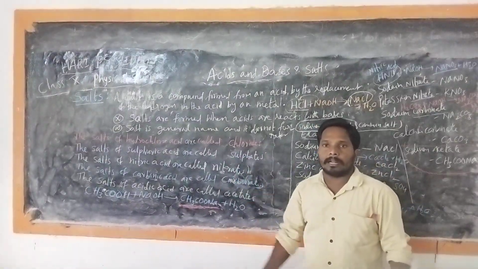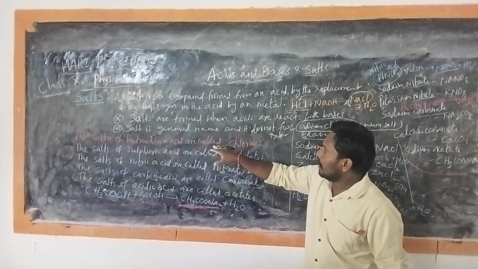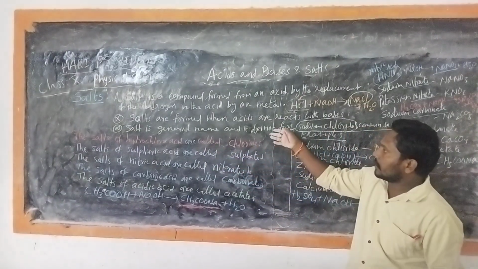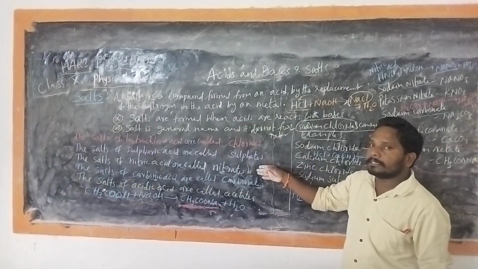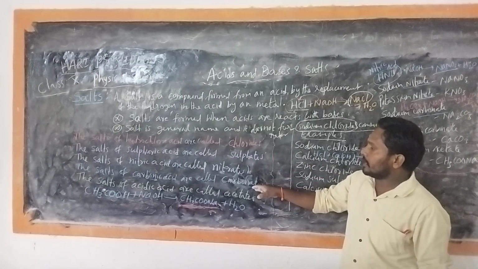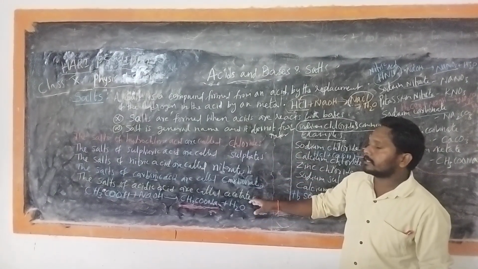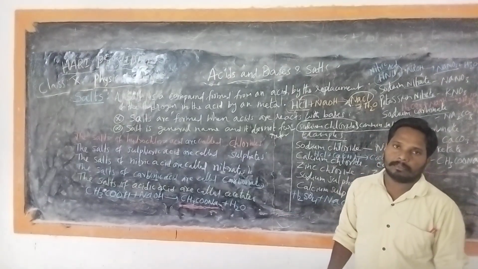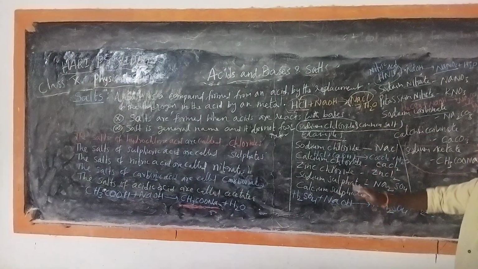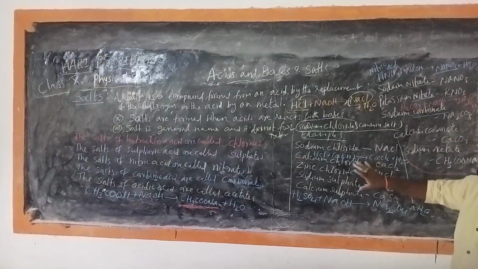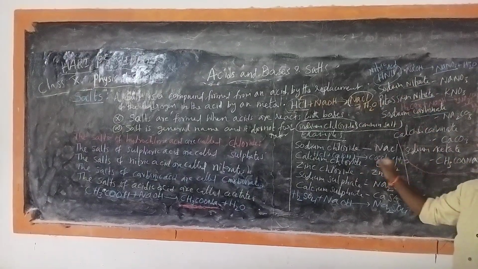So the salts are named as follows: if it is hydrochloric acid, they are called chlorides; sulfuric acid, sulfates; nitric acid, nitrates; carbonic acid, carbonates; and acetic acid, acetates. Observe, these are all examples of chemical salts.